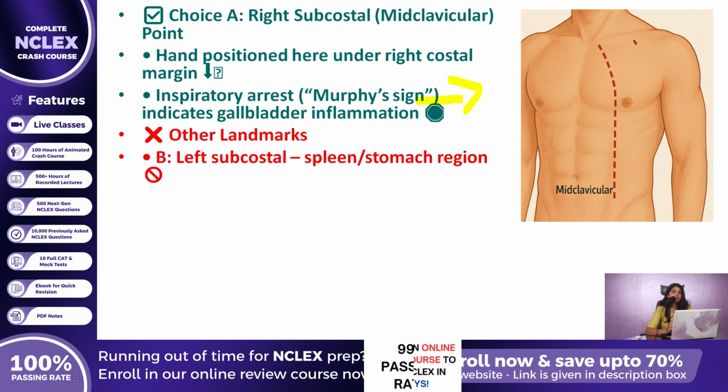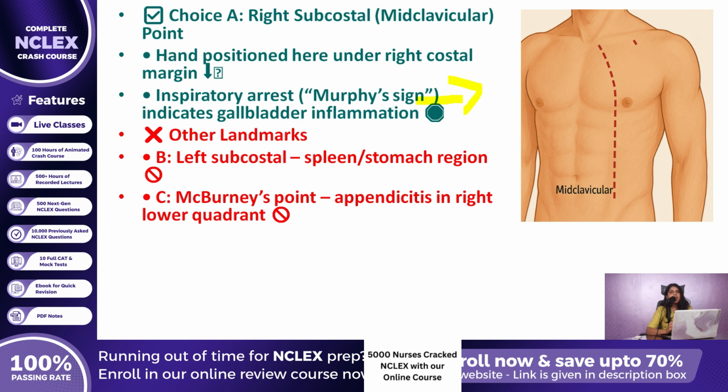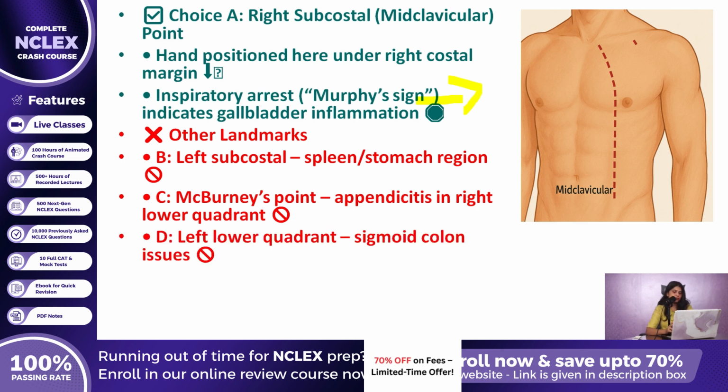Option C corresponds to McBurney's point for appendicitis. And option D lies in the left lower quadrant for sigmoid colon issues.